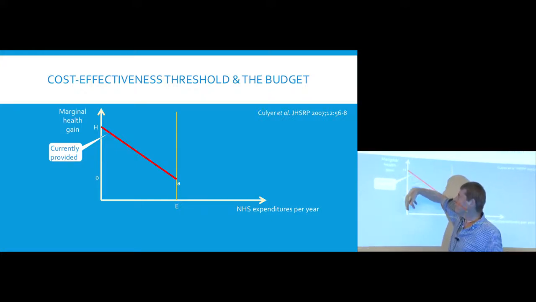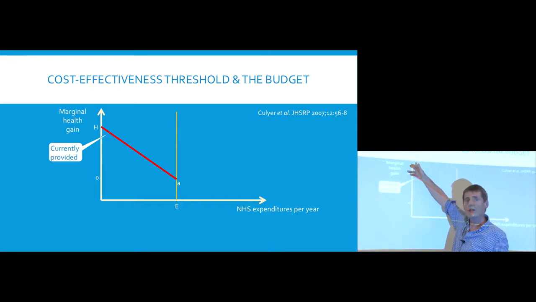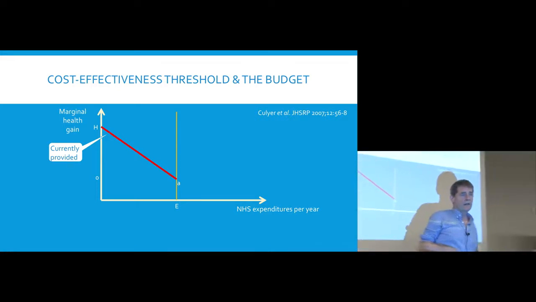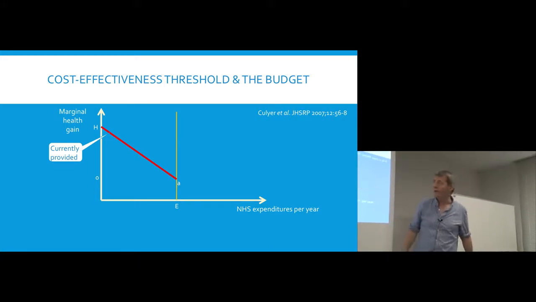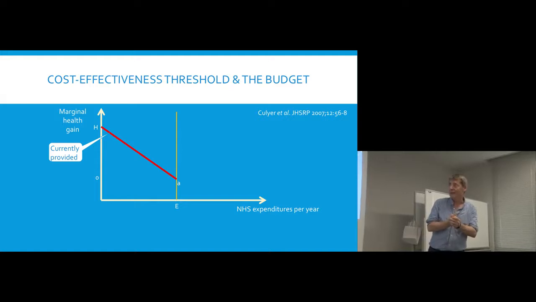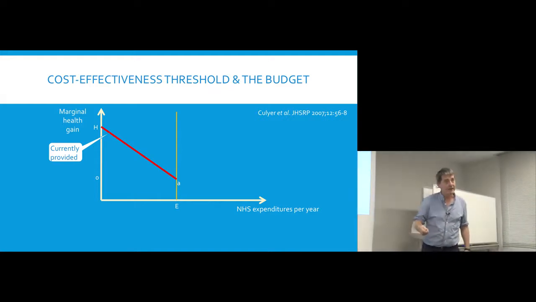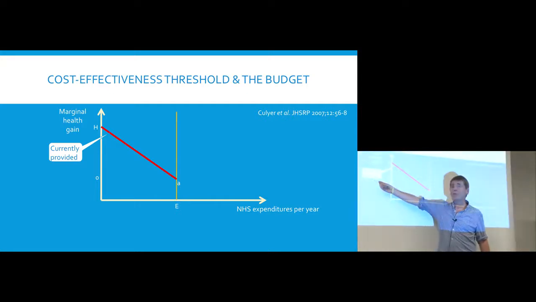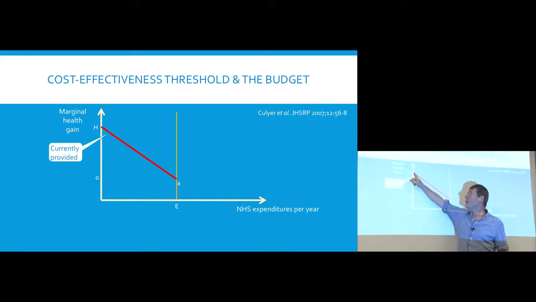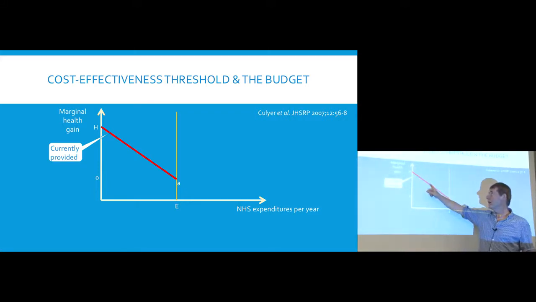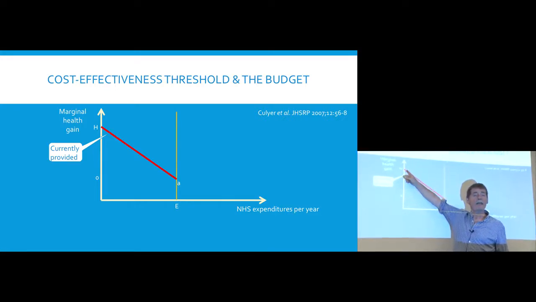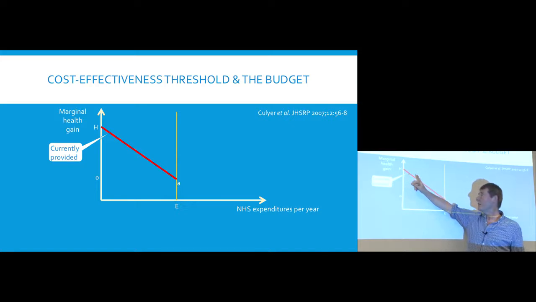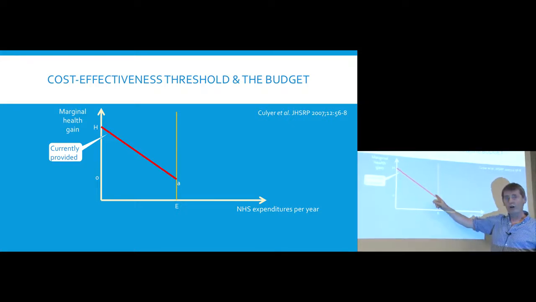On the vertical, we're measuring marginal health gain. So what health benefit are we getting? Probably measured with QALYs. What health benefit are we getting from the money we're spending? Now, as a sort of thought experiment, you could take everything we're currently providing and order these activities in terms, starting with those that give you the most health gain. And then less health gain, and so on.